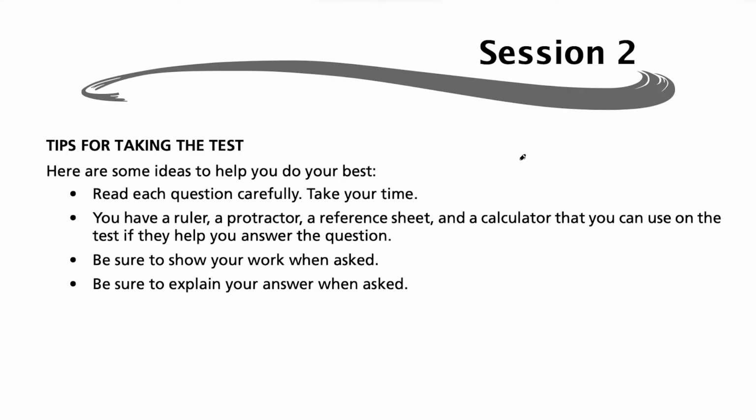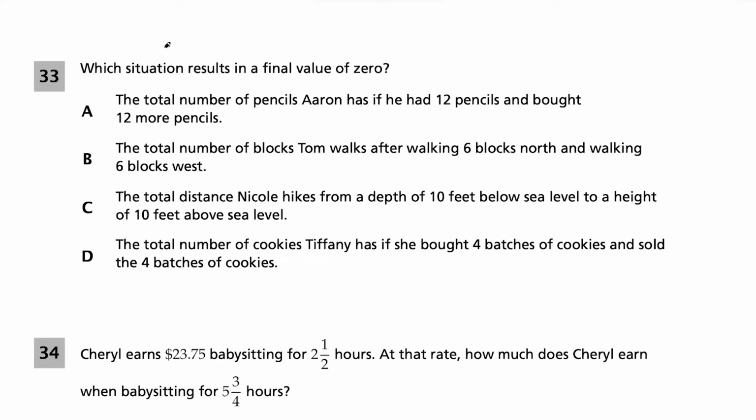So now we're moving on to session 2. We are still going to have a calculator for this part of the test, and we are going to have to do some free response questions where we explain our answers. Question 33, which situation results in a final value of 0? So let's go through these one by one.